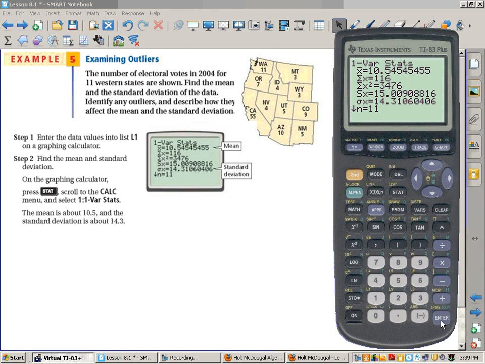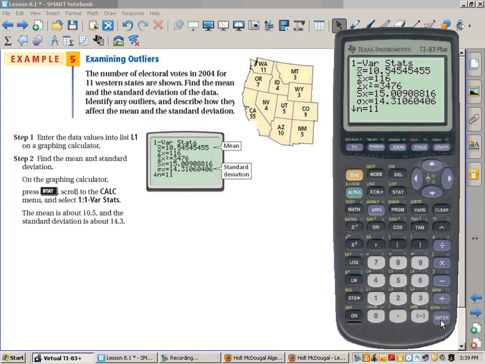Now, I have a problem with that. 10.5, and I don't see any of them near 10.5 except for California that has 55. How can the average electoral votes for every state be 10.5 when only 2 of the states are above 10.5? This tells us that we have an extreme value in here, California, which is probably an outlier.